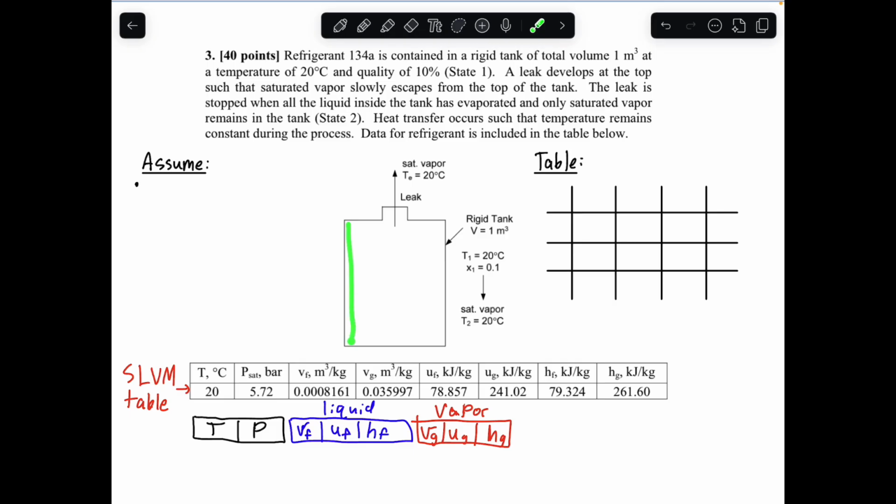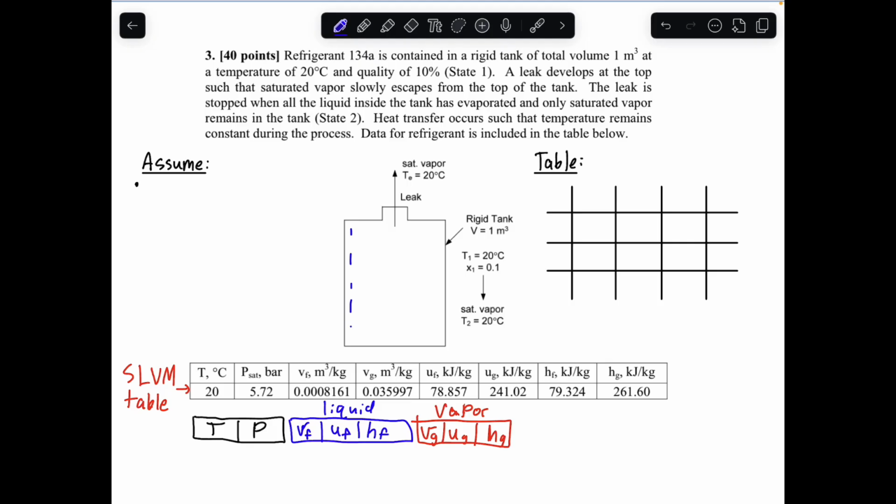So we have this tank here, and they give us this schematic that we can draw our system on. So we have this tank, and it has some R134 inside, and then at state 1, they give us these properties, and we just have the substance sitting inside the tank here. But then, immediately after state 1, some saturated vapor starts to leak out of the top of the tank, and so some mass is going to leave the system, and then we will have a lower mass at state 2 with some different properties. And so we can draw the system on this diagram here.